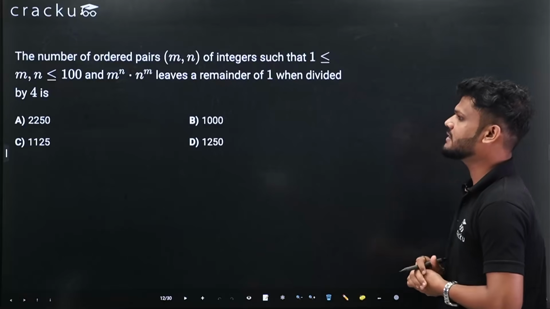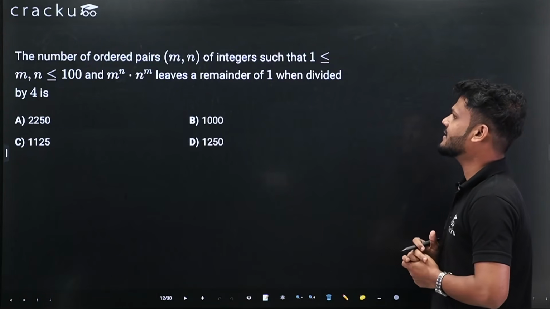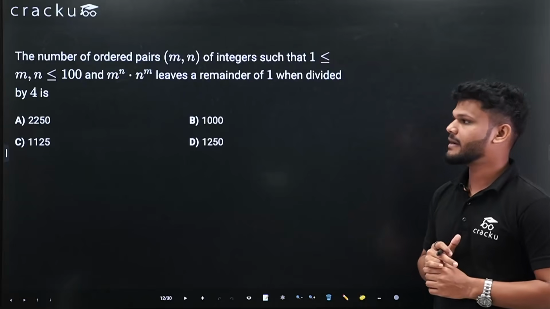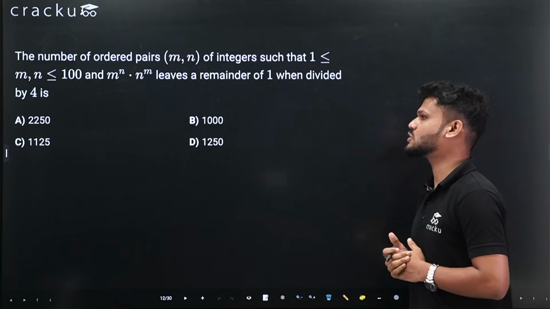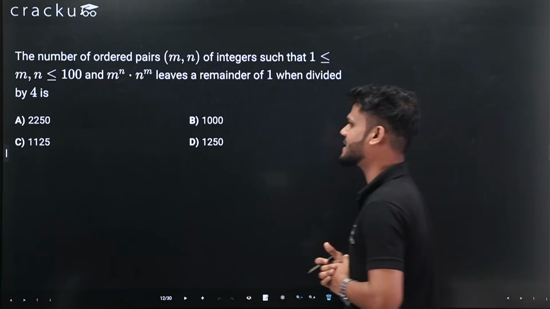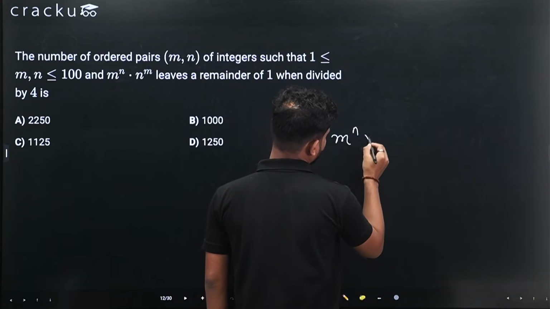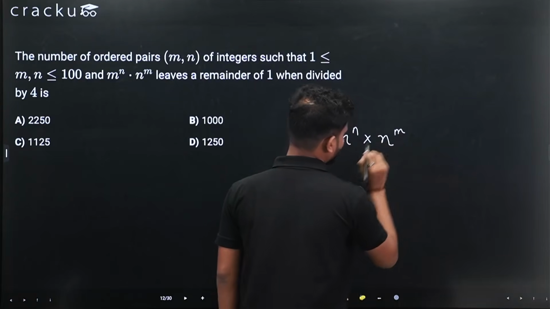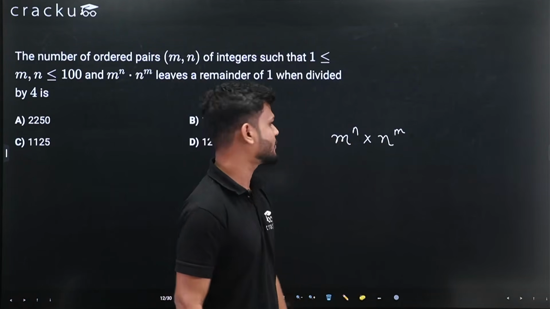In this question, we are given the number of ordered pairs (m, n) of integers such that 1 is less than or equal to m, n, and they are less than or equal to 100, and m raised to n times n raised to m leaves a remainder of 1 when divided by 4. So we have m raised to n and n raised to m, and they should leave a remainder of 1 when divided by 4.